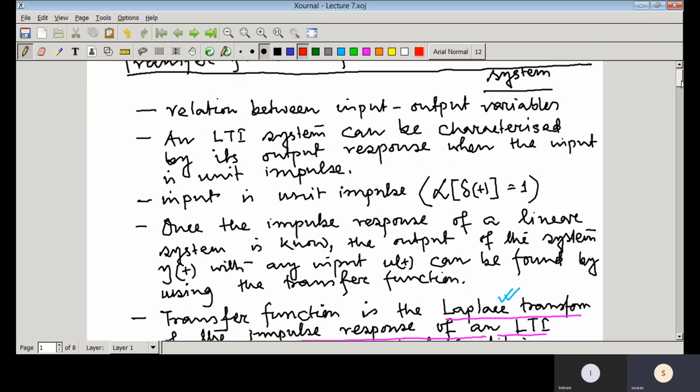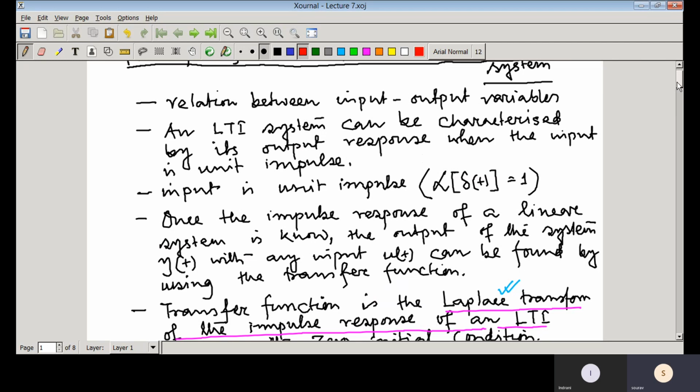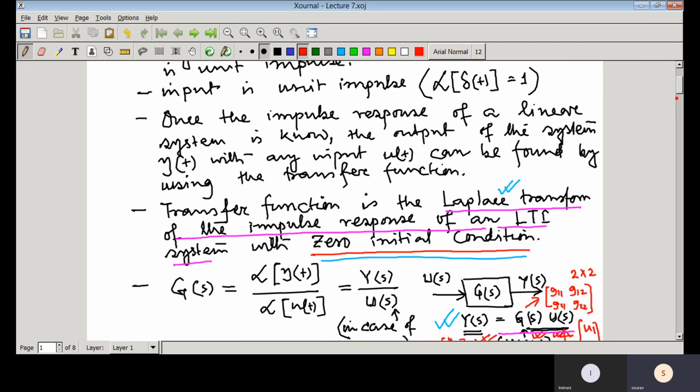So let us just summarize what we have discussed now. For any LTI system, linear time invariant system, if we wish to model the dynamics of that system, we can use transfer function modeling. And what is the transfer function? The transfer function is the Laplace transform of the impulse response of an LTI system. So this is actually the definition of the transfer function.